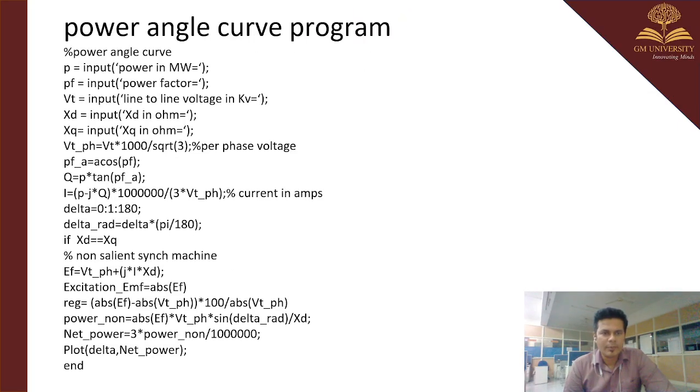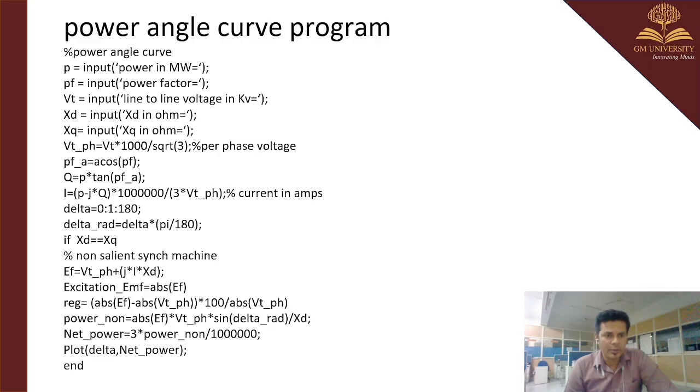So this is the program for the power angle curve. P is equal to input, power in megawatt, and PF is the power factor input. Vt is the line-to-line voltage, which should be in kilovolts. Xt and Xq values should be in ohms. Vt for phase voltage should be converted: line voltage divided by square root of 3. It will be converted into phase voltage. Power factor phi is equal to acos of PF, and Q is equal to P into tan phi.